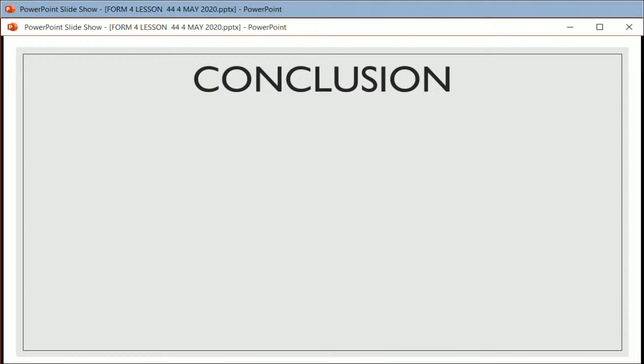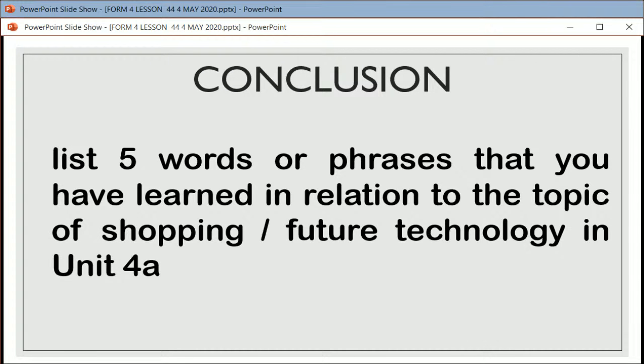Any questions? No. Right. Now list 5 words or phrases that you have learned in relation to the topic of shopping or future technology in Unit 4A. In Unit 4A, we have been doing technology, right? So any 5 words or phrases that you have learned that you want to share with all of us?